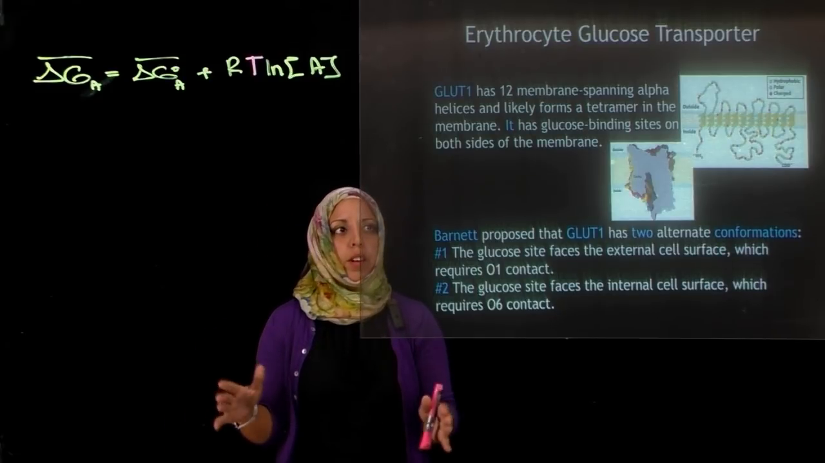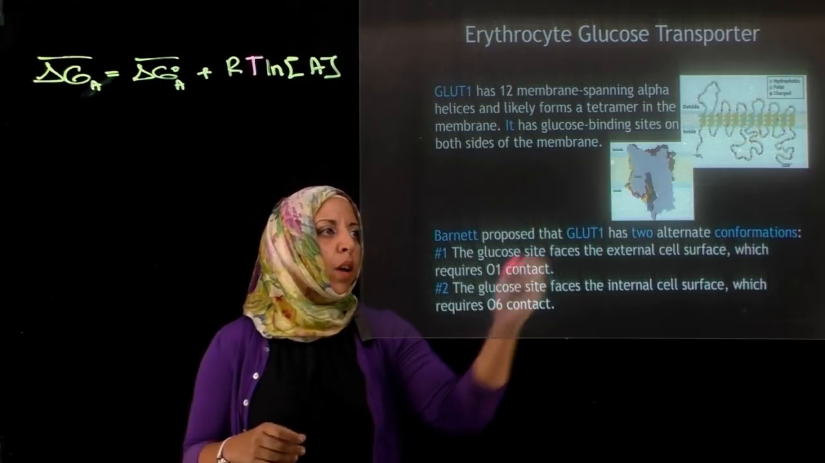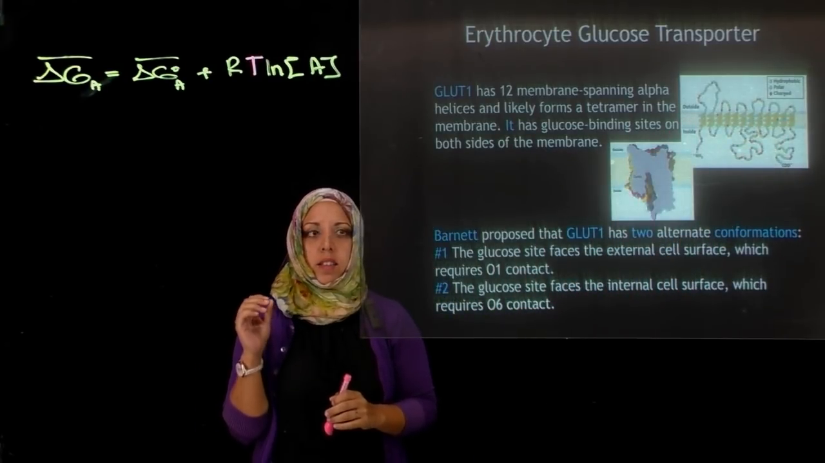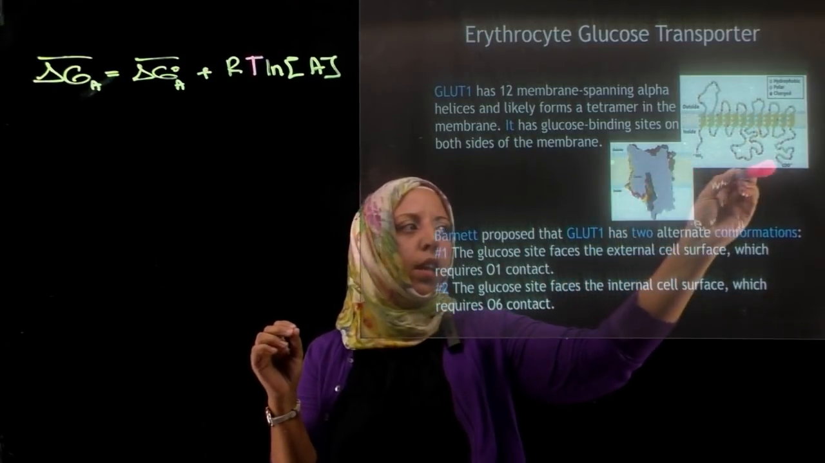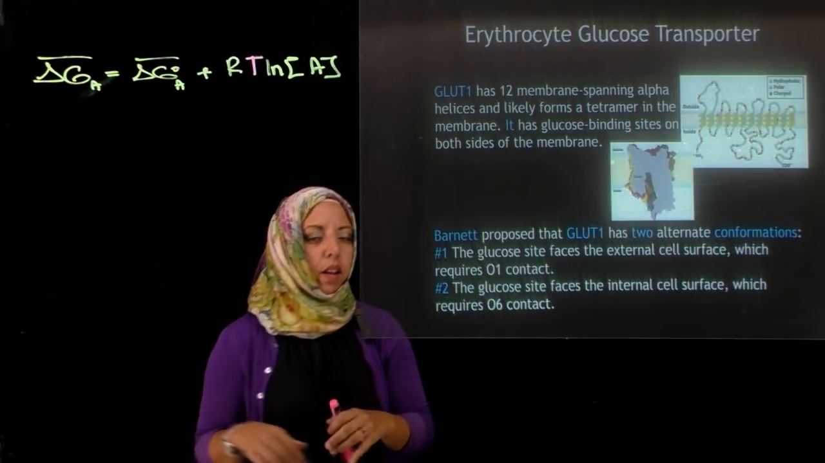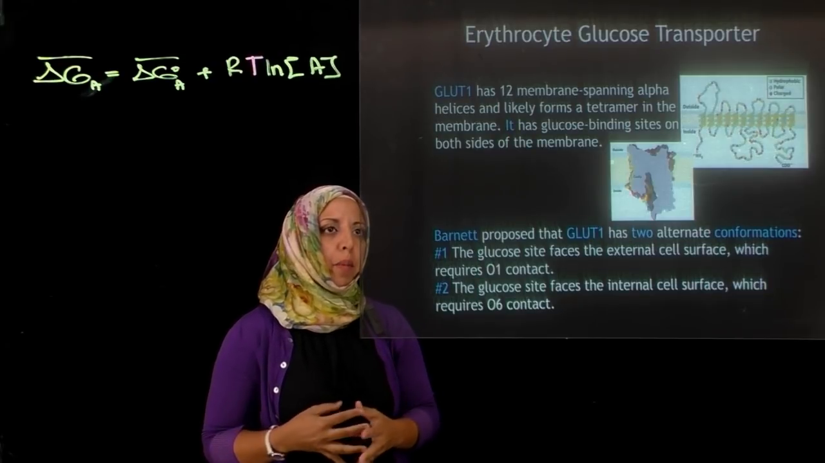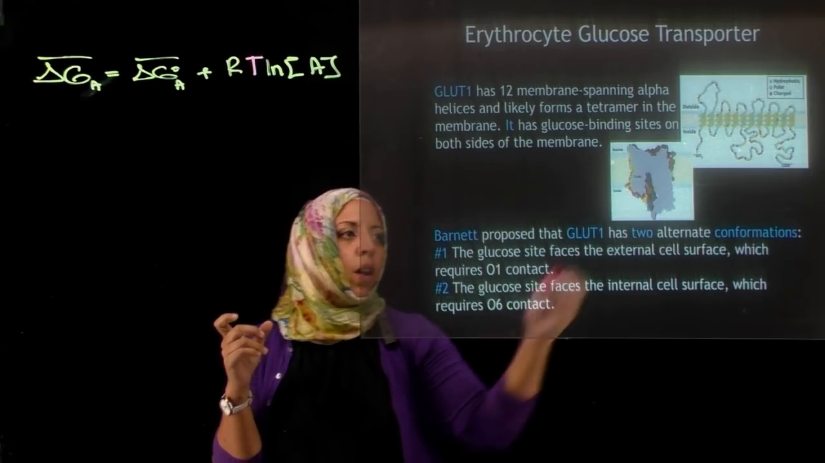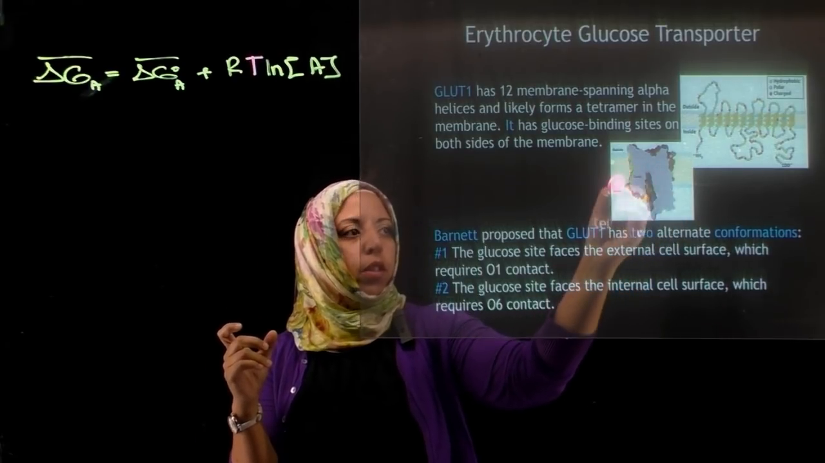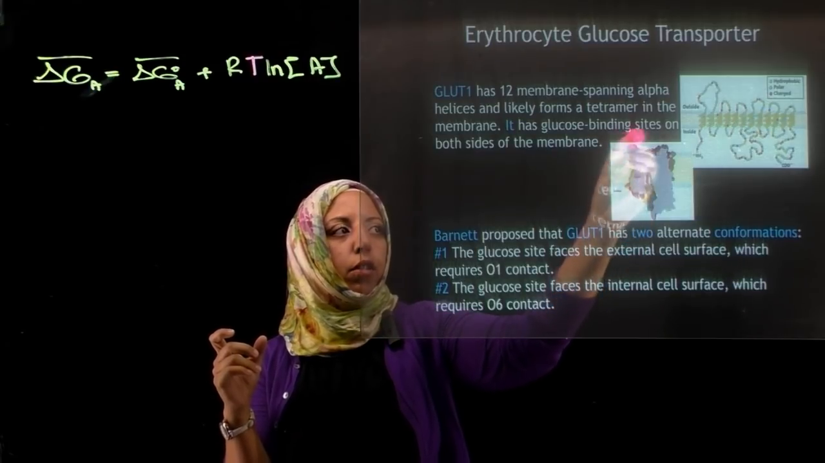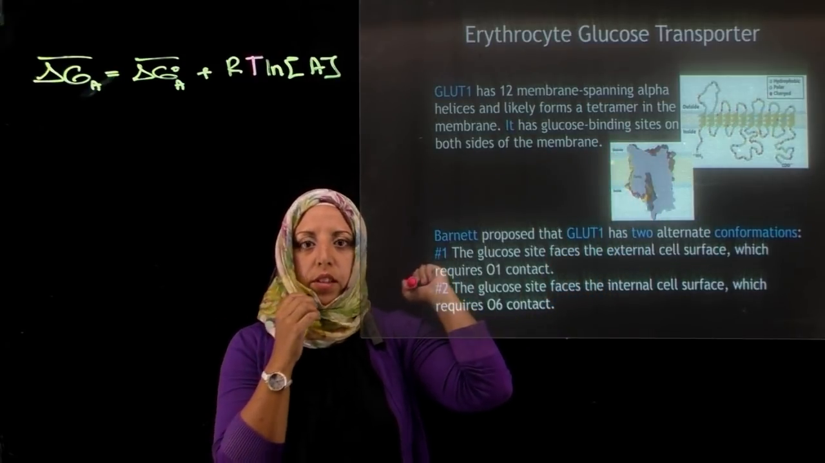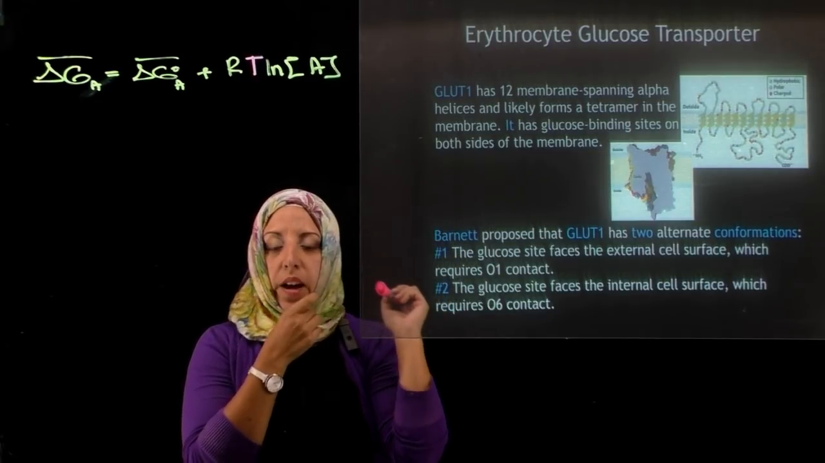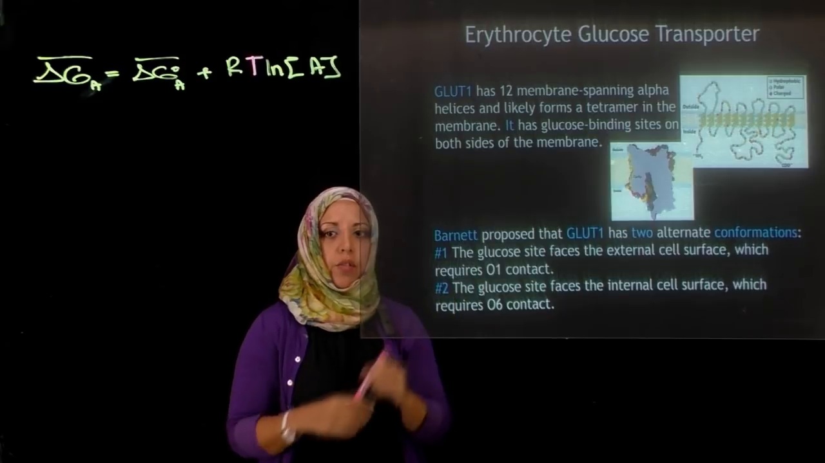It has 12 different membrane-spanning alpha helices, which are shown right here, right? And notice both its N and C terminal domains are towards the inside of the membrane, right? And it has a glucose binding site on either end, right? One glucose binding site exposed to the inside of the membrane and another glucose binding site exposed to the outside of the membrane. And John Berendt proposed that GLUT1 has 2 different conformations.